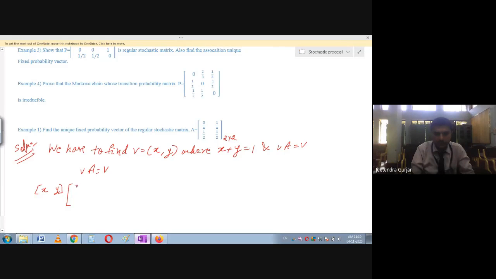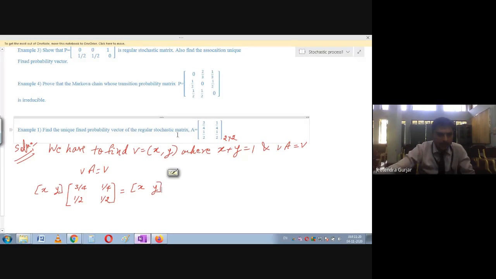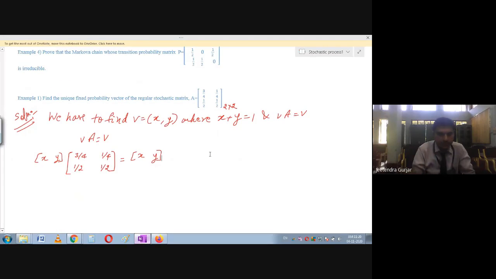What is the A value? It is 3 divided by 4, 1 upon 4, 1 upon 2, 1 upon 2. So this is A, and this is equal to, again, V. If this condition is satisfied, then we say this is nothing but the fixed probability vector, that is, the unique fixed probability vector of a regular stochastic matrix. So now students, already you have come across the matrix, right?